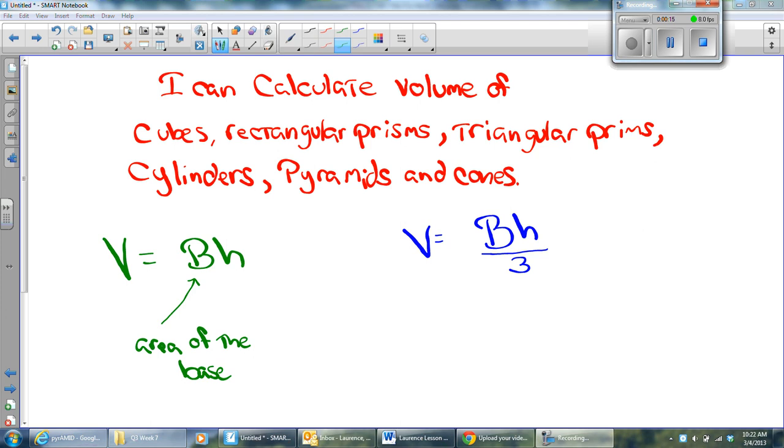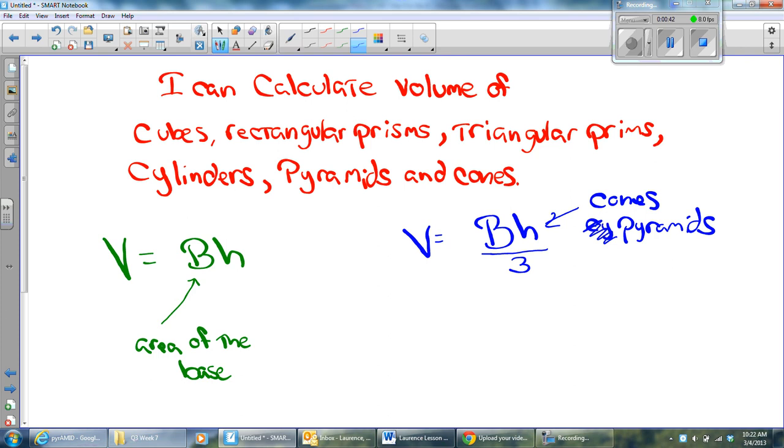We're going to be saying, I can calculate the volume of cubes, rectangular prisms, triangular prisms, cylinders, pyramids, and cones. Now, remember, to do this we use two basic formulas: V equals capital B H, or V equals capital B H divided by 3. Or this one is for cones and cylinders. Oh, no. Cones and pyramids, excuse me. What I was thinking in my head is that a cone or a pyramid is a third of either a cylinder or a cube. All right. And then the capital B is the area of the base.